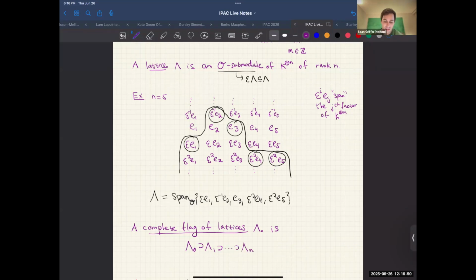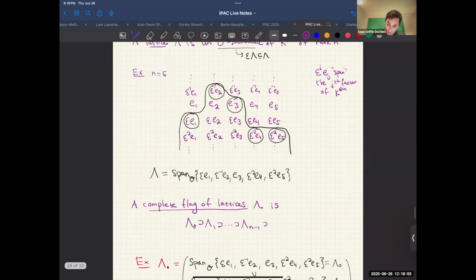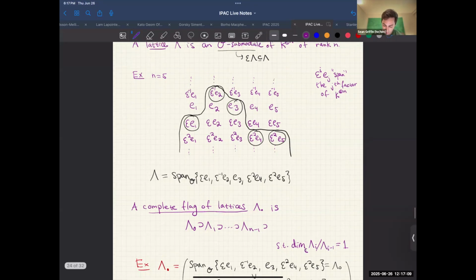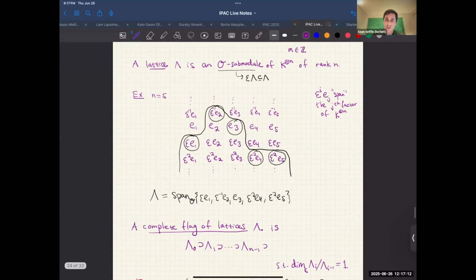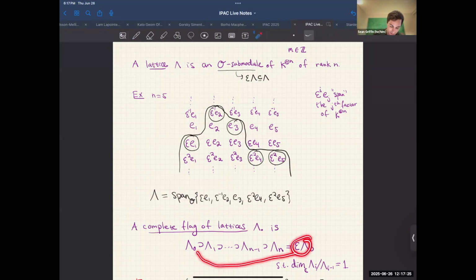So it's a nested sequence of lattices where the quotient of the successive lattices has dimension one as a C vector space, except with the following cyclic property: when you get to the nth piece, this is just the same thing as epsilon applied to the lattice that you started with.